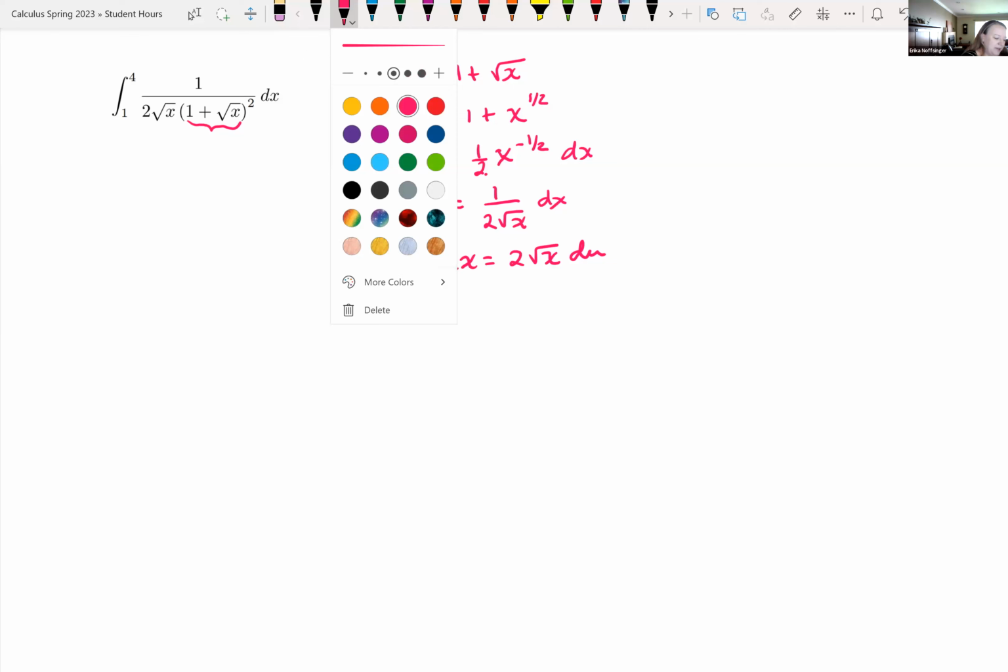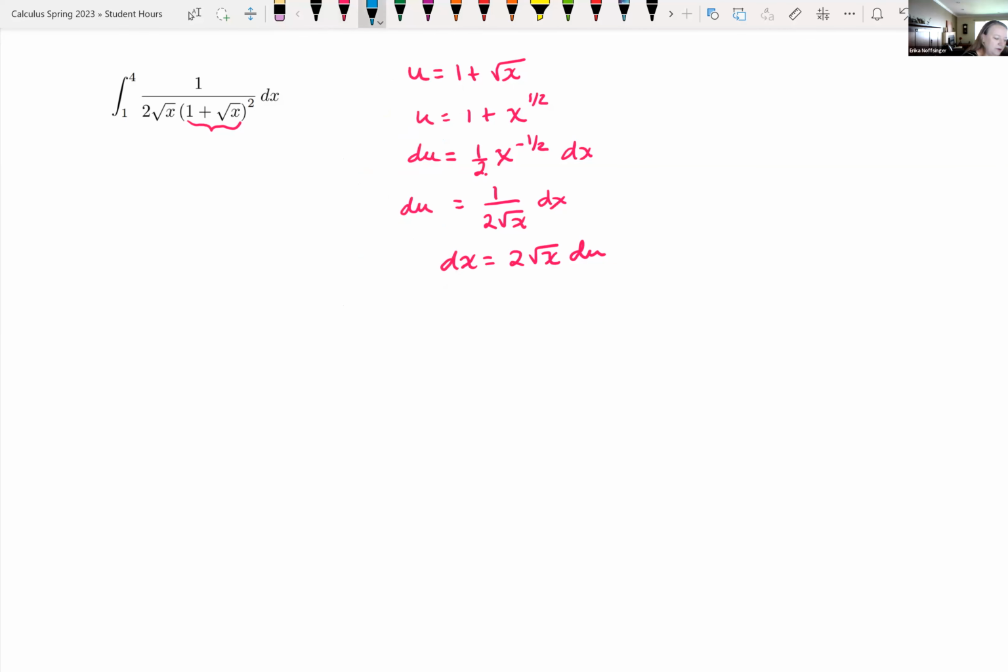Well, let's change our bounds now. Here we have x equals 1. So if x is equal to 1, we're going to go back in to figure out what u is. And so u in this case is equal to 1 plus the square root of 1. So 1 plus the square root of 1, u would equal 2. So we have the integral, down here, u is equal to 2. And then that looks at x equals 4.